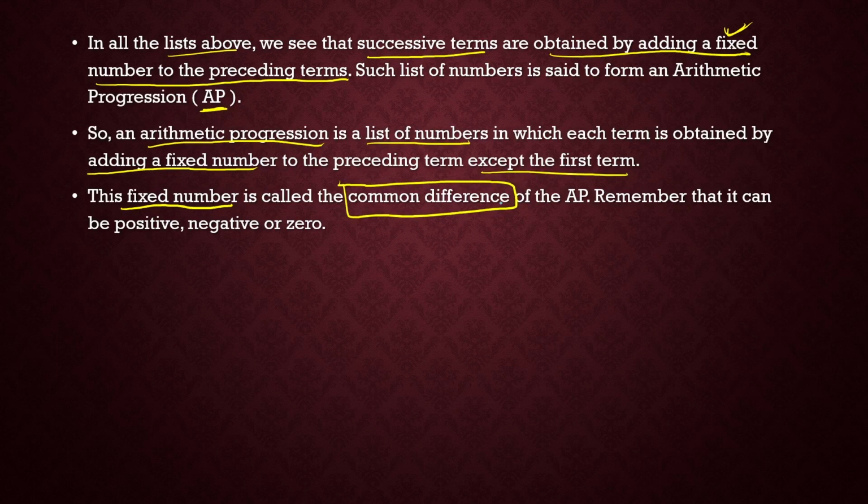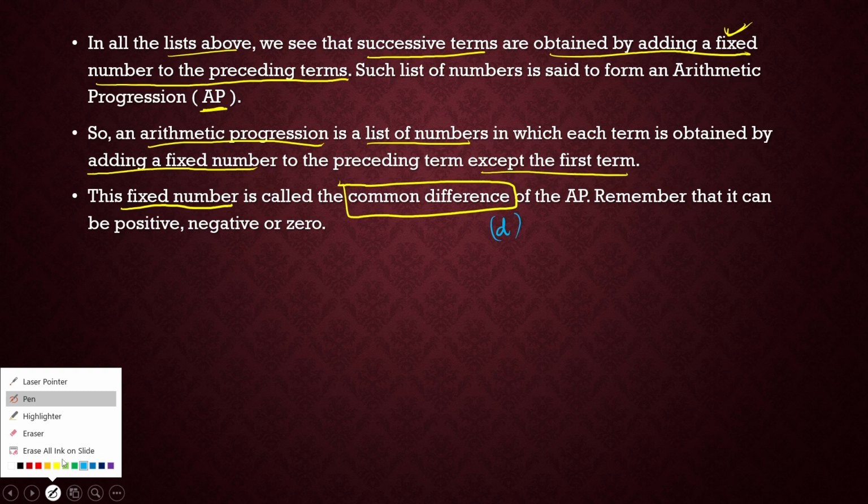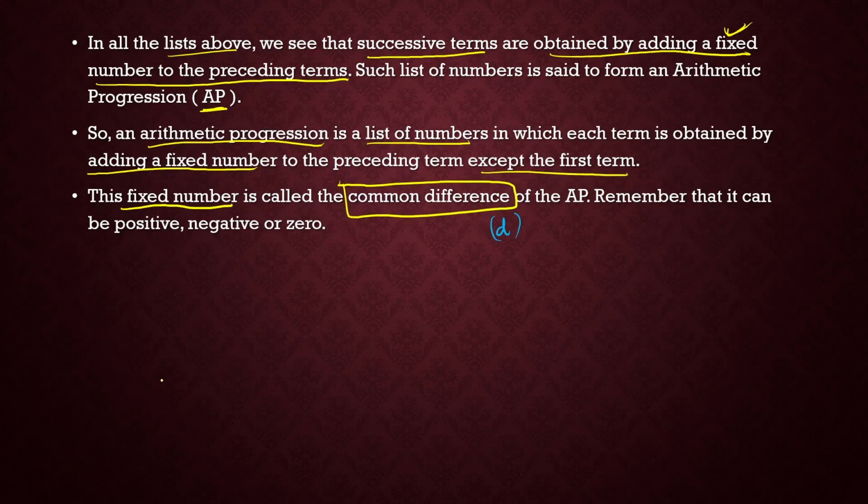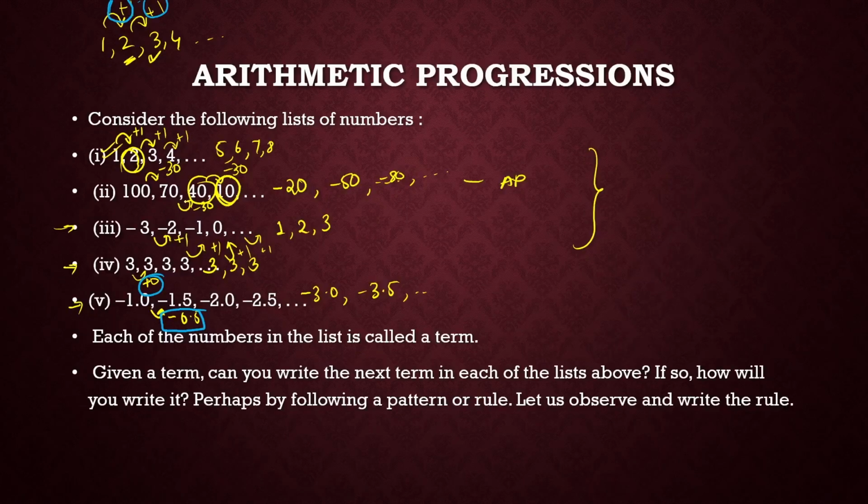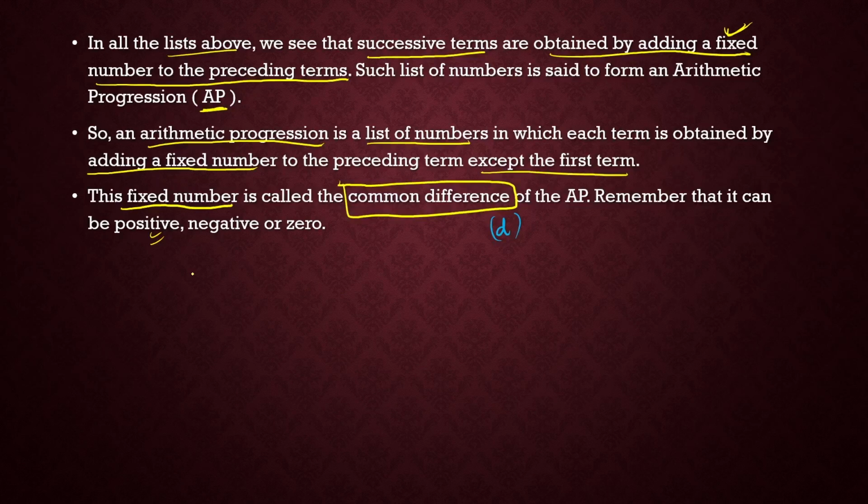Now this common difference, instead of writing these big words, a sentence, I can simply represent by the small letter d. So this represents your common difference. And this common difference can be positive, negative, or 0. You also need to note this down. So here, in this case, it's positive. In the second case, it was negative, and in the fourth case, it was 0.